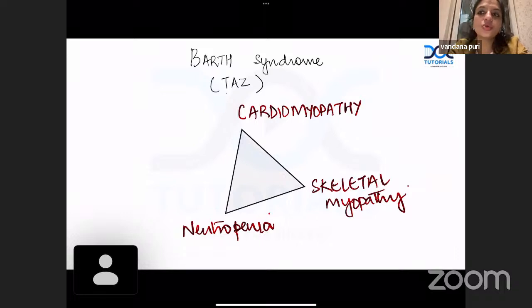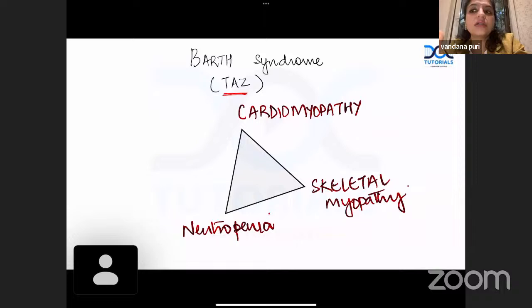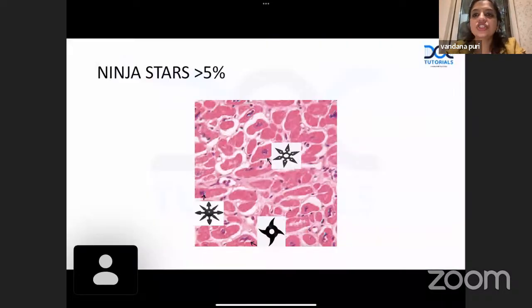There is a syndrome associated with the mutation of tafazzin. Tafazzin is a protein coded by a gene called TAZ, and this syndrome is called Barth syndrome. Barth syndrome typically has left ventricular non-compaction with skeletal myopathies and neutropenias. So that is an important gene that we wanted to introduce here.